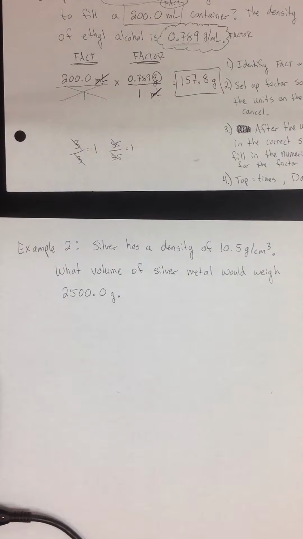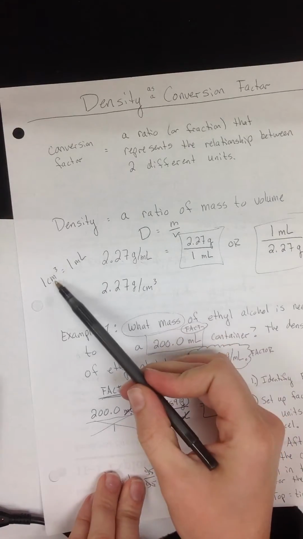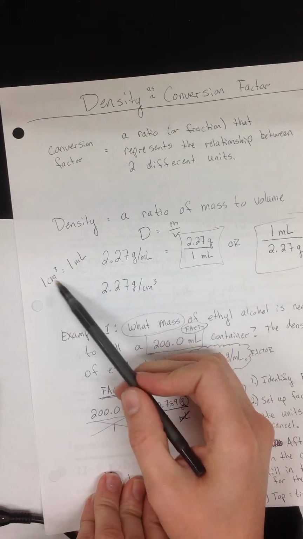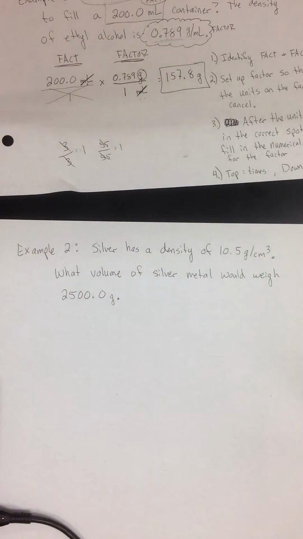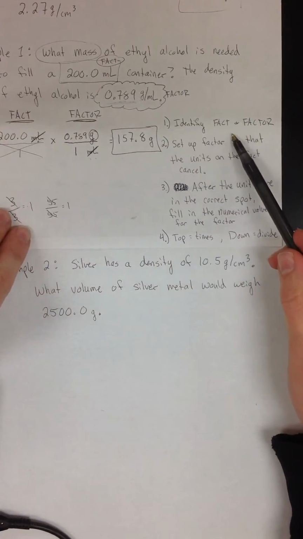Silver has a density of 10.5 grams per centimeter cubed. Here I've got grams per centimeter cubed. In my previous example, I had grams per milliliter, but keep in mind that 1 centimeter cubed is equivalent to 1 milliliter, so it will not matter what units I have. Perfect. What volume of silver metal would weigh 2,500.0 grams? All right, again, I'm going to start out with identifying, rule 1 over here was identifying my fact and my factor.